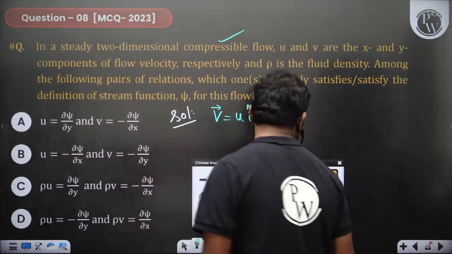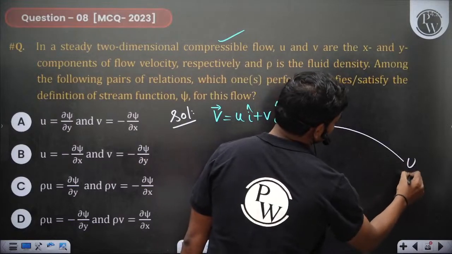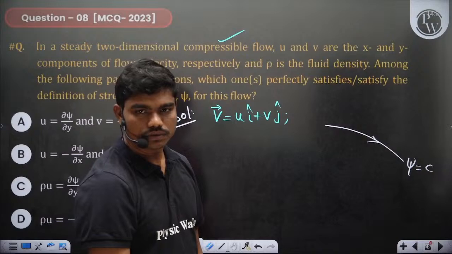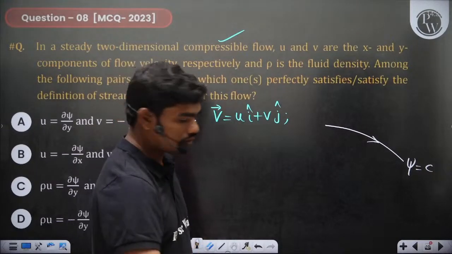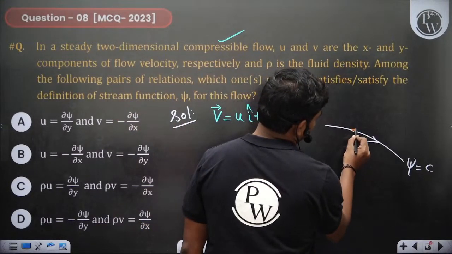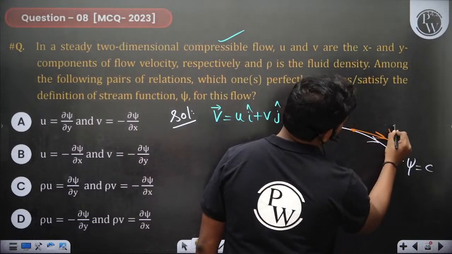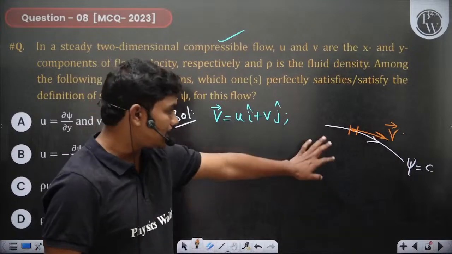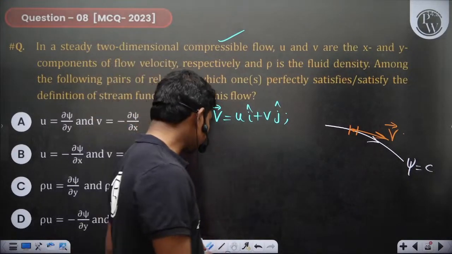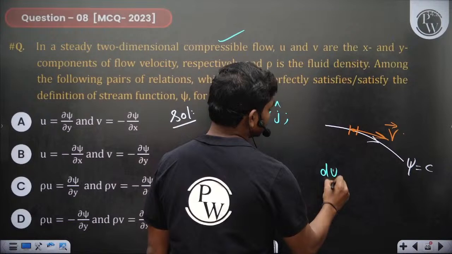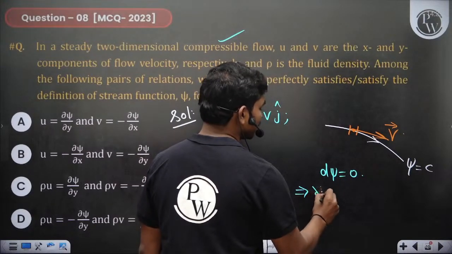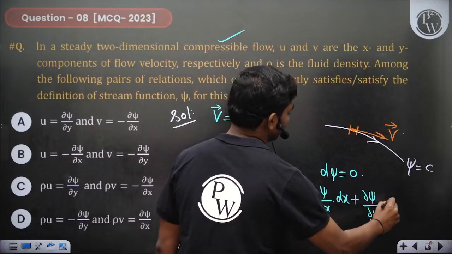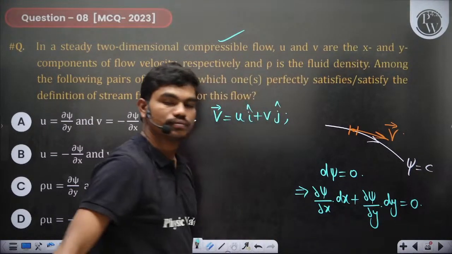See, look here. We'll solve. Normally, if you have a stream line like this, and this is given by some function, what is the definition? This tangent is velocity. Correct. And if you want to get the equation of this stream line, normally along a stream line, d psi is equal to 0. So dou psi by dou x dx plus dou psi by dou y dy is equal to 0. Correct? That's what you would get.